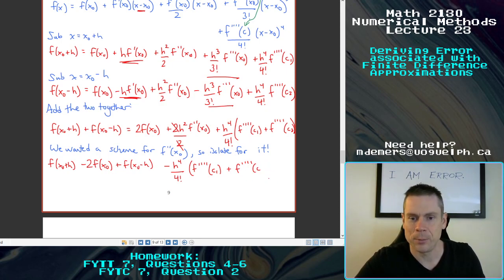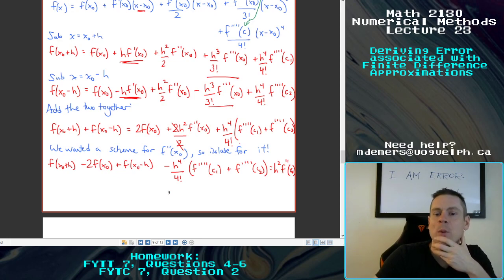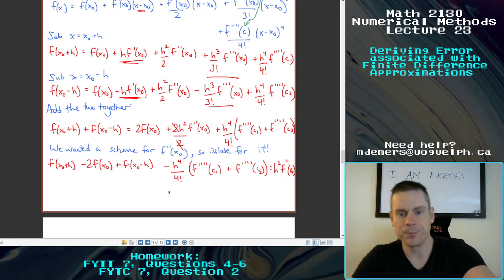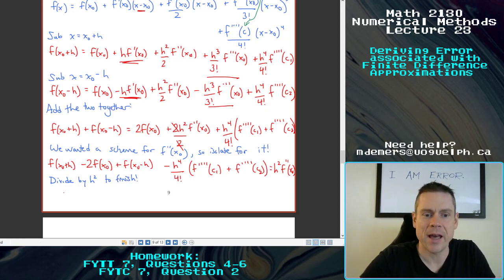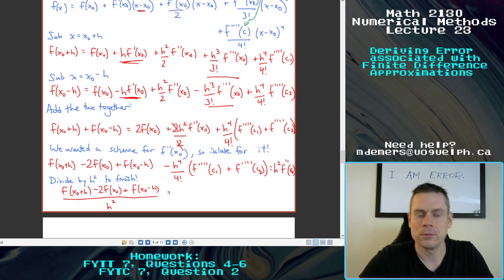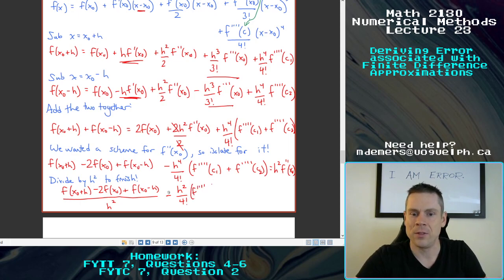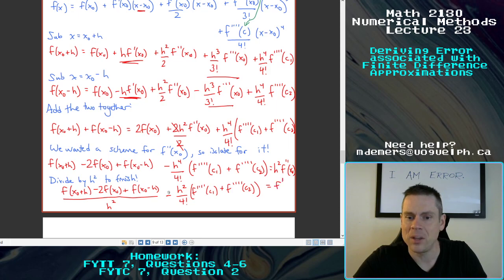Well, I'm going to run out of room. I should probably be a little bit more careful of space, but C2 equals h squared f double prime at x0. Okay, and what we're going to do is finish this off by dividing everything by h squared. So divide by h squared to finish. And it looks like we have f of x0 plus h minus 2 f of x0 plus f of x0 minus h over h squared. And it looks like this error term here is going to become an h squared over 4 factorial if I divide by the h squared. That equals f double prime at x0.